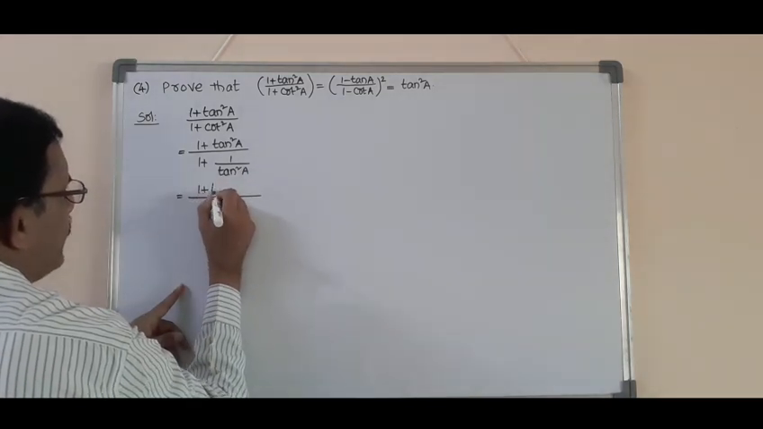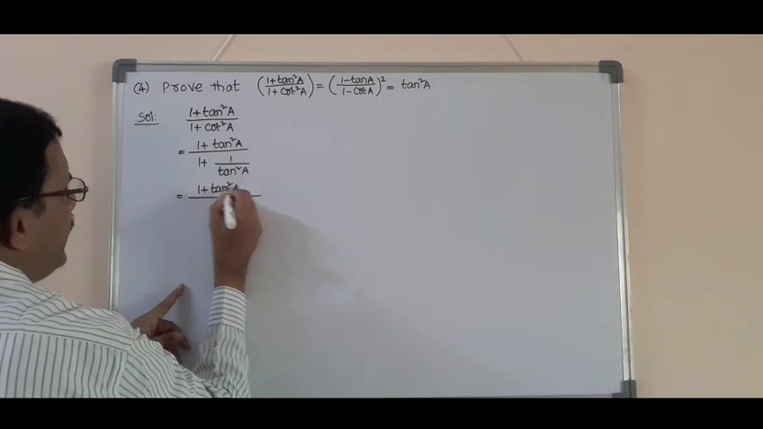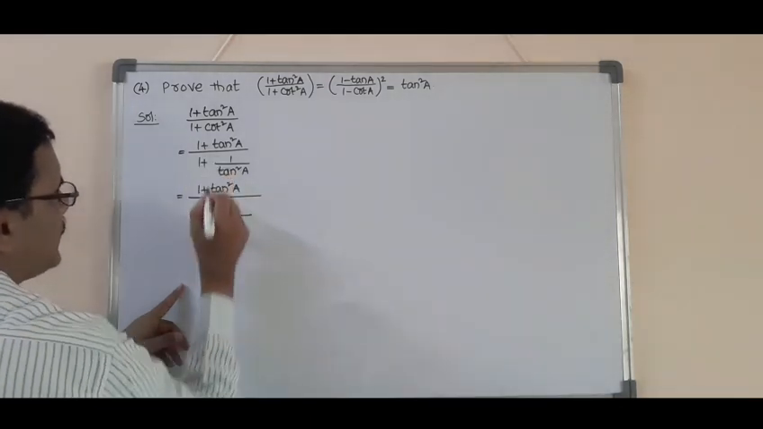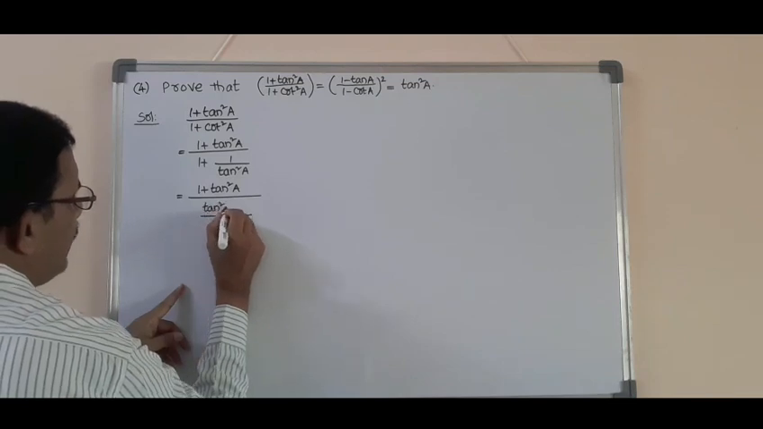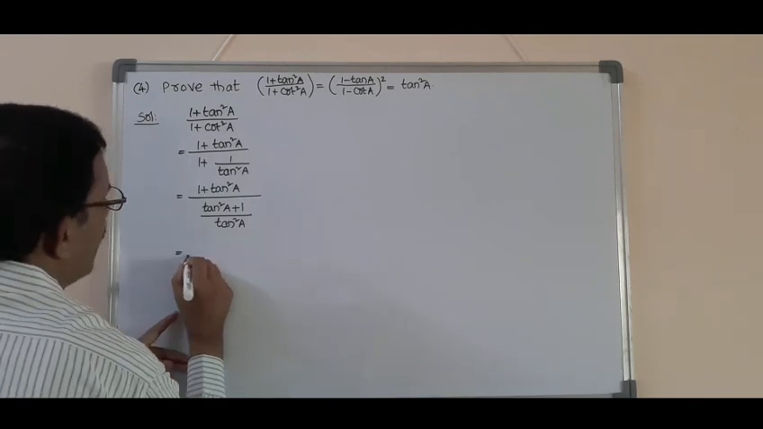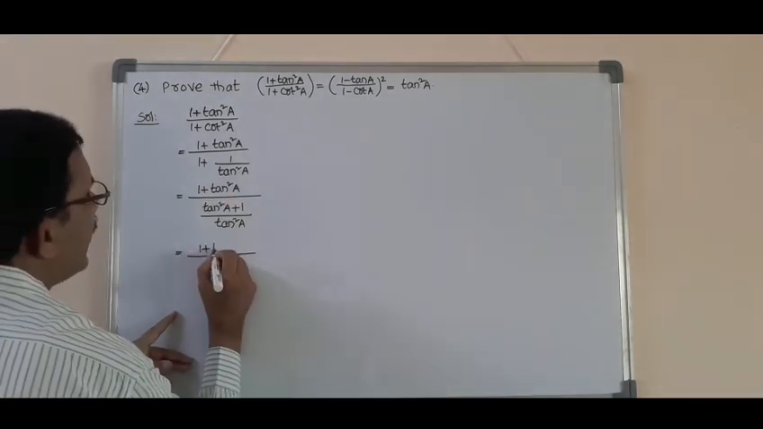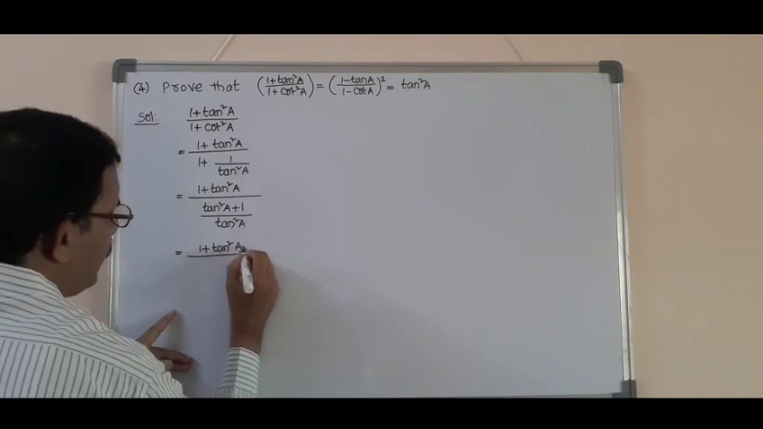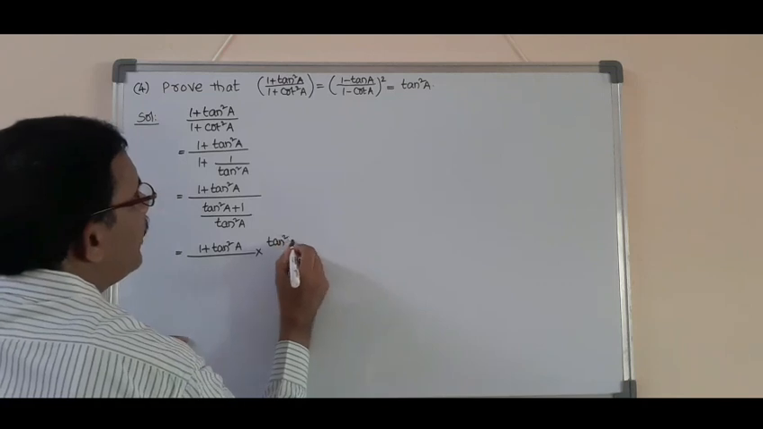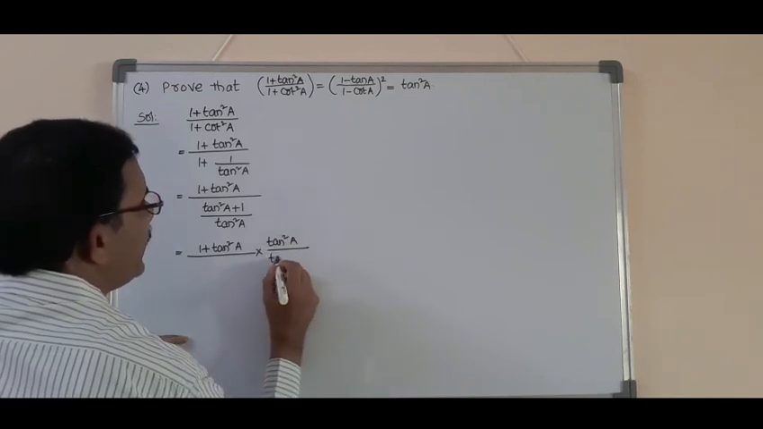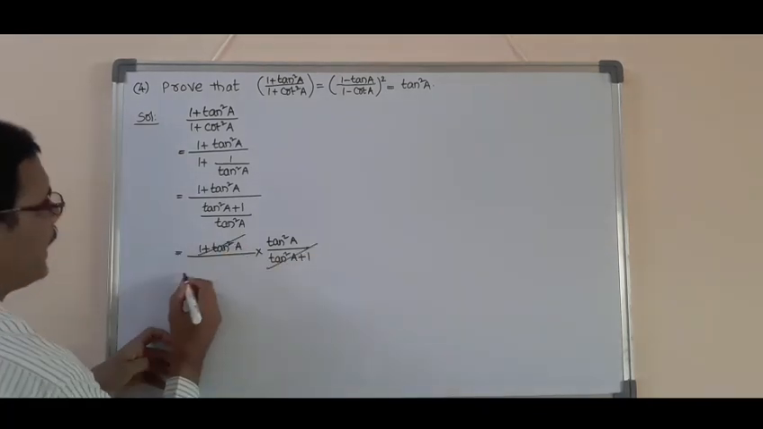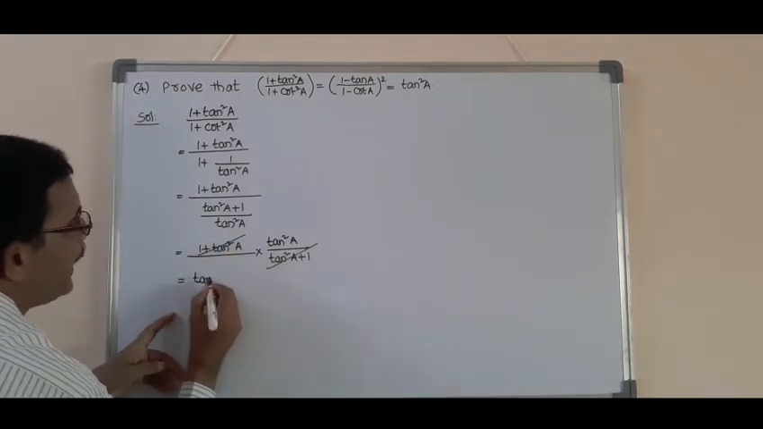Numerator is the same, 1 plus tan square A. Denominator taking LCM. LCM is tan square A. Cross multiplication. Tan square A plus 1. Now 1 plus tan square A into, it will become the reciprocal, that is equal to tan square A by tan square A plus 1. These two are same, so we will get cancelled. That is equal to tan square A.